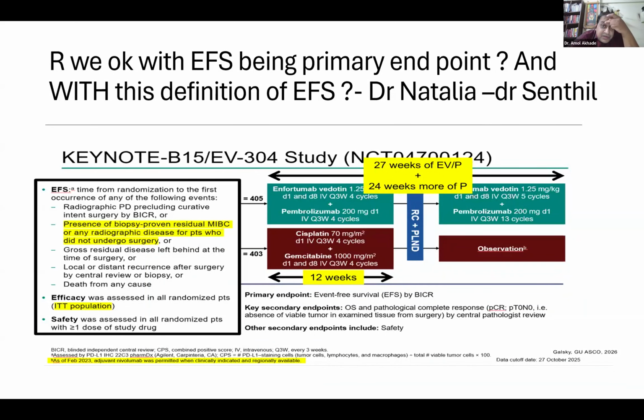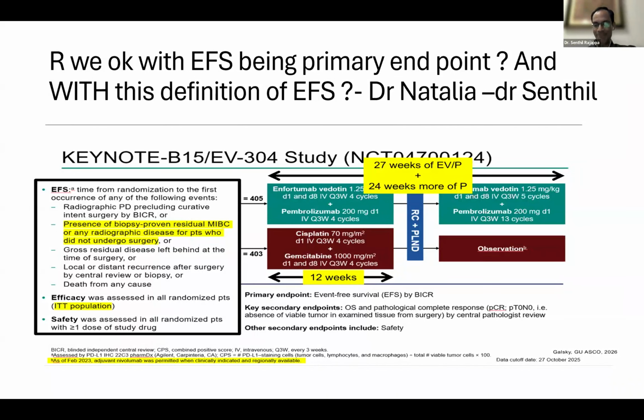And what about this definition of EFS? Dr. Senthil, they have added presence of biopsy-proven residual MIBC or any radiographic disease for patients who did not undergo surgery. This is an addition to the conventional event-free survival definition that we see. So are you happy, or what's your comments on that?